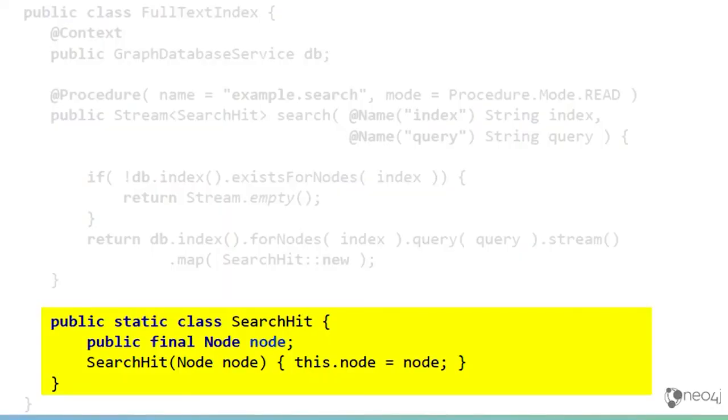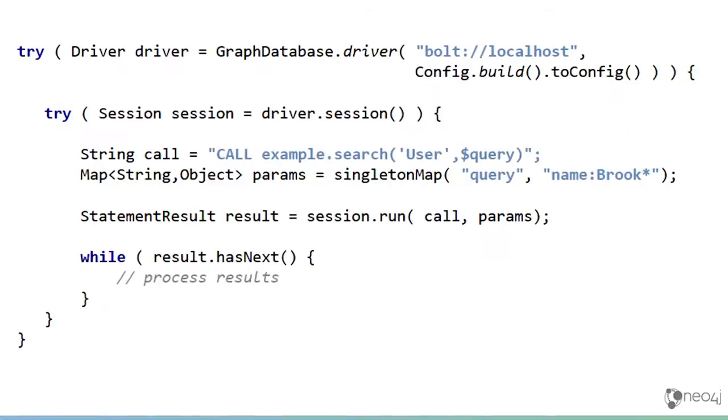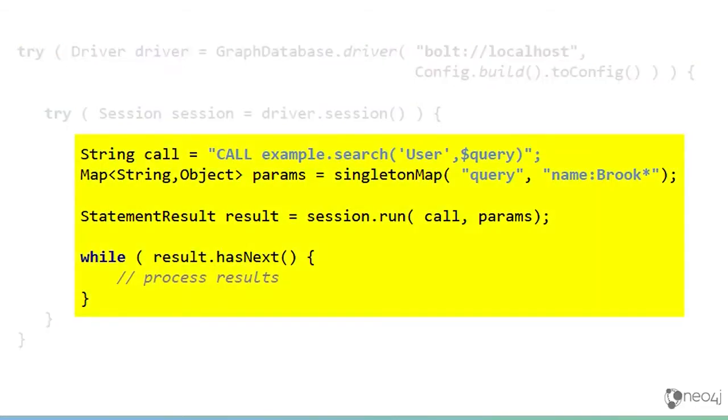So this is just describing the data model that we hand back. And then we're talking about here how you actually call that procedure. So this is using the Java driver again. You could use any of the drivers: Python, JavaScript, .NET, and then any of the community drivers, PHP, et cetera. And you're literally just passing in your Cypher statement saying to call that procedure.